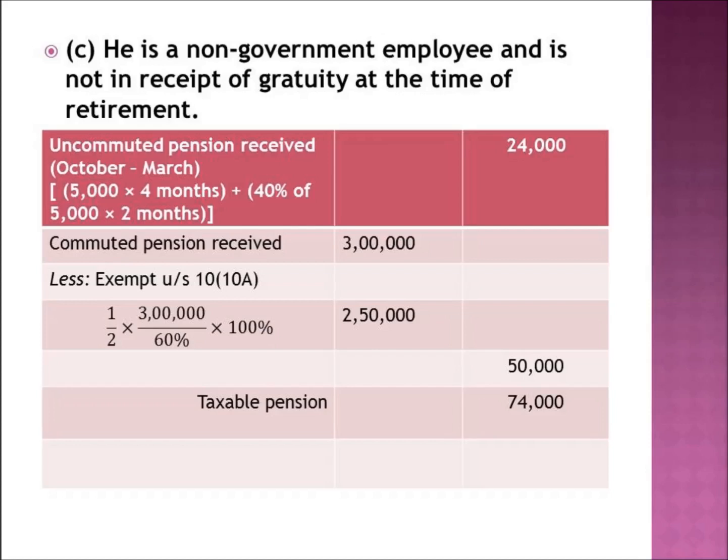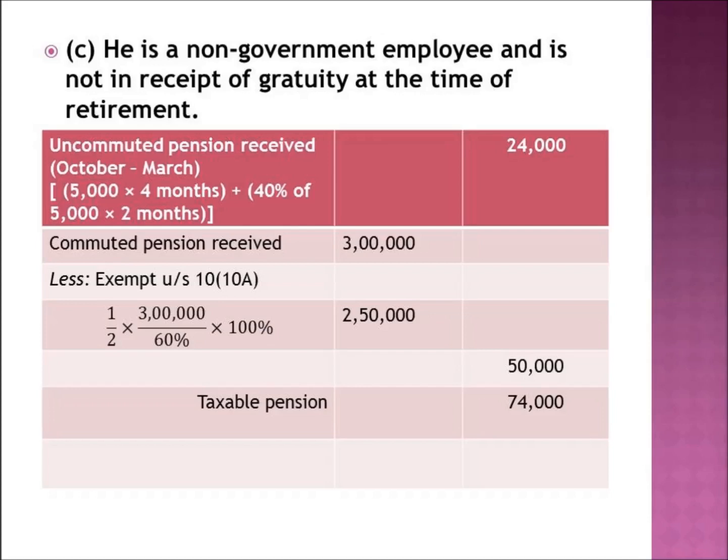These calculations, that is 100% of the commuted pension. The main catch point, the main trick here is only that, and all other things are very, very simple. You just have to remember that the exemption is 1 by 3 or 1 by 2 as the case may be of the full value of pension had he commuted the total amount of pension, the 100% of pension. So that is the main thing here, and all of the calculations are very, very simple.